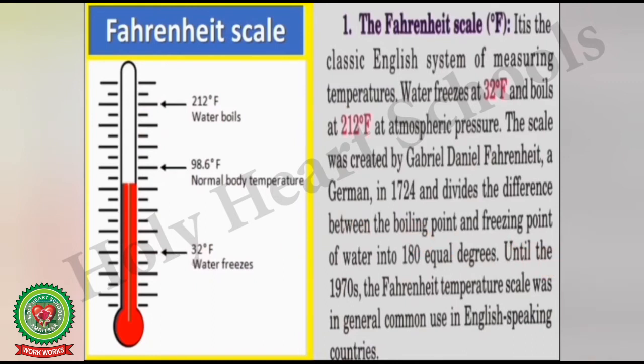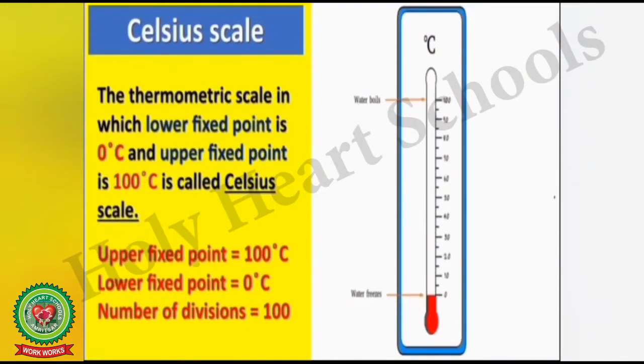Until the 1970s, the Fahrenheit temperature scale was in general common use in English speaking countries. Until this time, that is 1970, this scale was commonly used mostly in English countries. Next scale is Celsius scale.